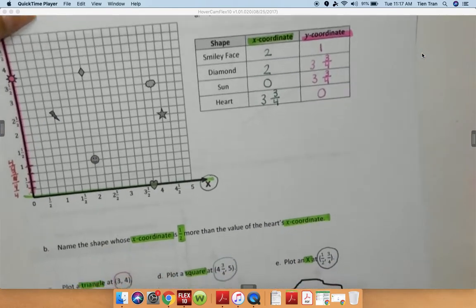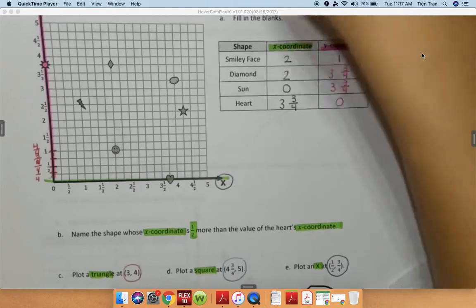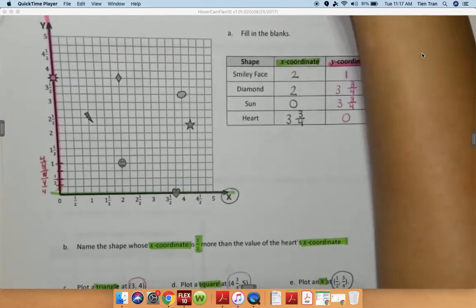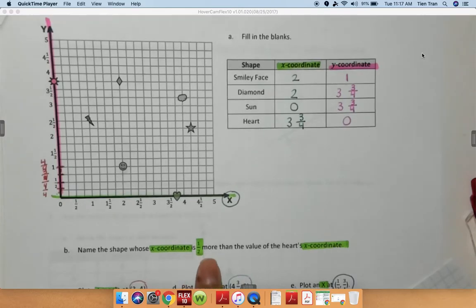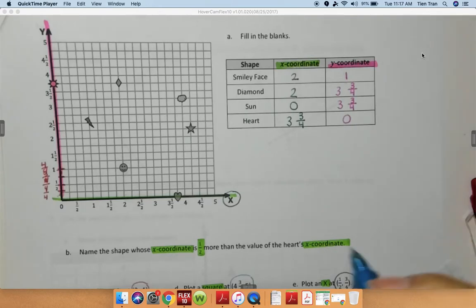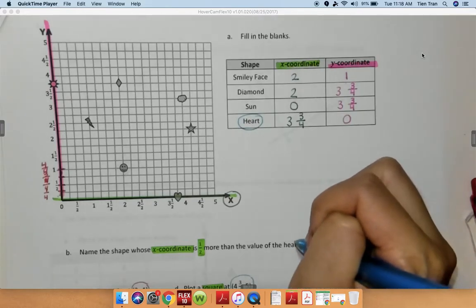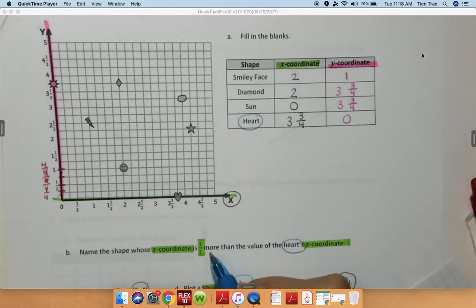Okay, now I'm going to move on to problem B. For problem B, it asked me to name the shape whose x-coordinate is 1/2 more than the value of the heart's x-coordinate. So I'm going to look for the coordinate that is 1/2 more than the value of the heart's x-coordinate. I'm going to look for the heart. And earlier we found out that the heart is at 3 3/4. Okay, we're looking for 1/2 more than the value for the x-coordinate.